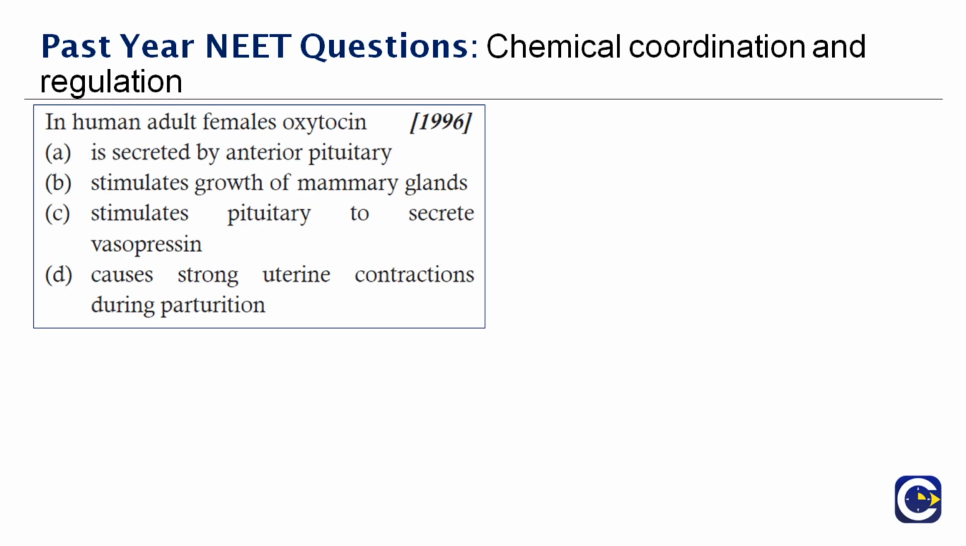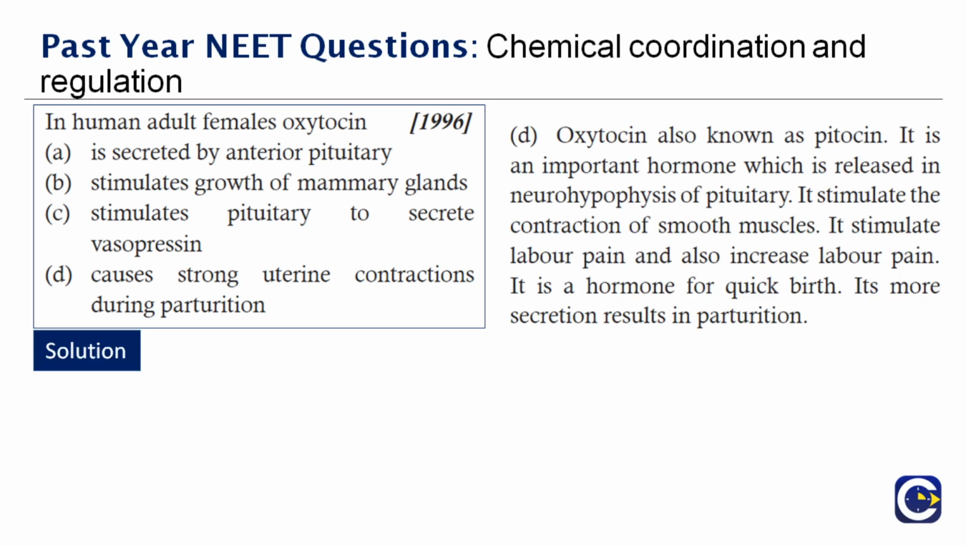Next question here. In human adult female, oxytocin is dash, and this question was asked in the year 1996. As you all know, oxytocin has another name. Any idea what it is? The other name is given here on the right side. It is also called pitocin.